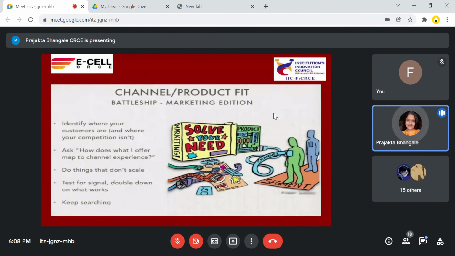Once my patent is done and everything is done, I have to hurry. I have to find out the customers. I have to find out my competitors. And before my competitors come into the picture, I have to increase my sales or production and get my things available in the market before any other competitor puts something in the market that is equivalently working with my particular system. That is my product fit or the channel fit. That is a battleship in the marketing edition. I hope you're understanding this. So over here, you have to be very fast.